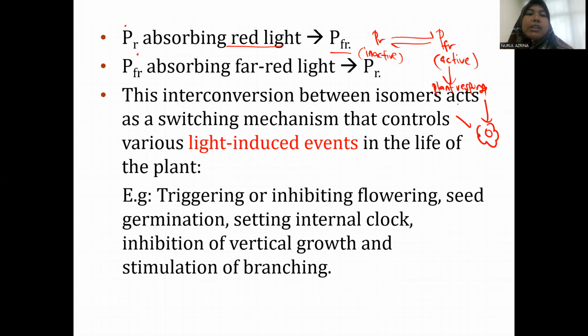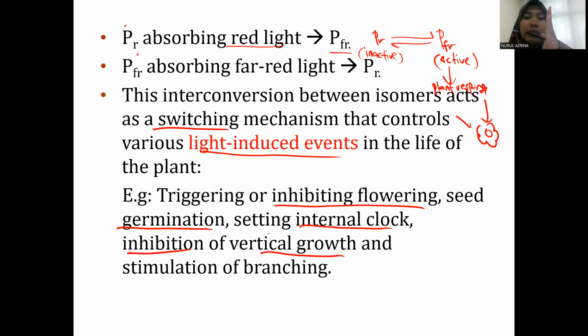This interconversion between isomers acts as a switching mechanism that will control various events in the life of plants, like triggering or inhibiting flowering, germination of seed, setting the internal clock, inhibition of vertical growth of the plant, and stimulating branching of the plant. This is how the interconversion between PR and PFR will induce many activities in the life of the plant.